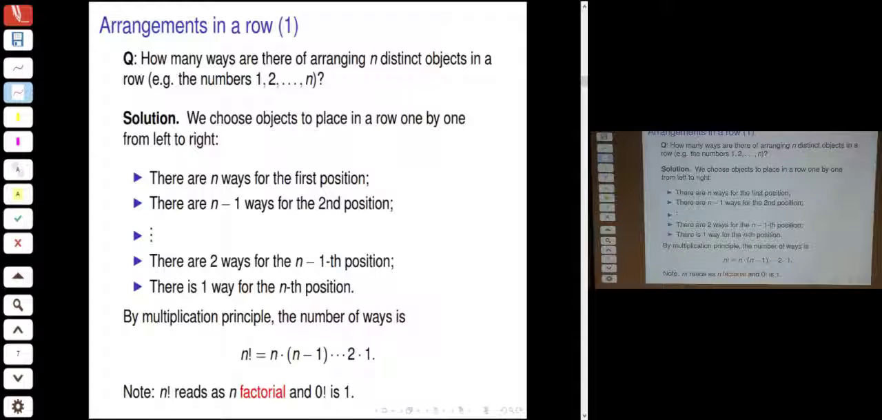And you want to find the number of ways of arranging these n distinct objects in a row. So you can think of a simple example where n is equal to 3, let's say, and you have three balls of different colors, so white, black, and red, and you want to place them on this table like this, and of course, there are various ways of placing the balls.